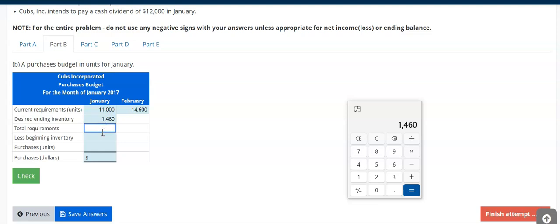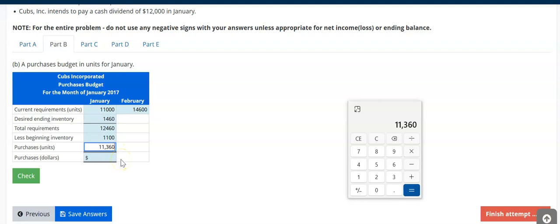And so our total requirements for January would just be the 1,460 plus the 11,000. Okay, so 12,460. Less beginning inventory. Well, back in December, we figured that we would want 10% of the materials for January, and keep in mind, this is a budget. So 10% of 11,000 would simply be 1,100. We can subtract this 1,100 from the 12,460, and this will be 11,360.